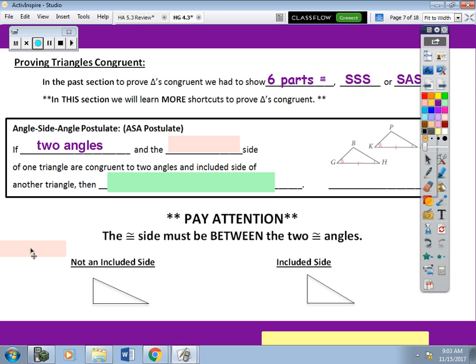So angle side angle is, of course, what it sounds like, 2 angles. It can't just be any side. See how the S is in between the A and the A? The side has to be the included side, meaning it has to be directly in between the 2 angles.